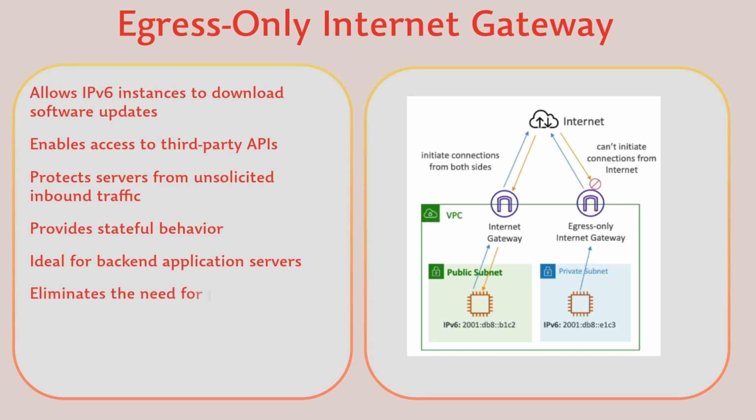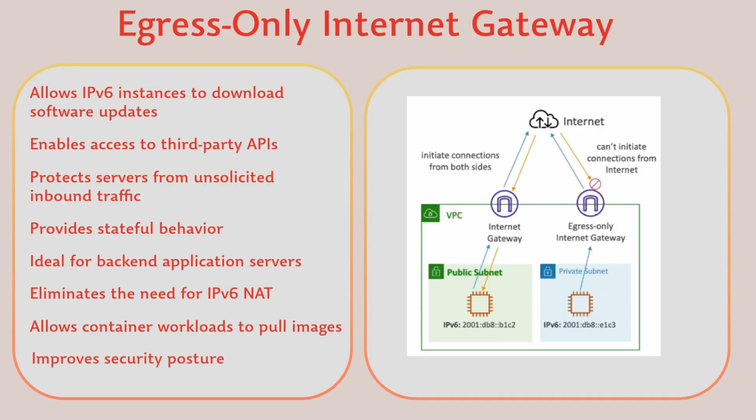It eliminates the need for an IPv6 NAT Gateway. IPv6 does not use NAT Gateway. Egress-only Internet Gateway provides outbound-only functionality instead. It allows container workloads to pull images, like ECS tasks or Kubernetes worker nodes can pull container images from public registries while remaining inaccessible from outside. It improves security posture. Even though EC2 instances have globally routable IPv6 addresses, attackers cannot initiate connections directly to them.